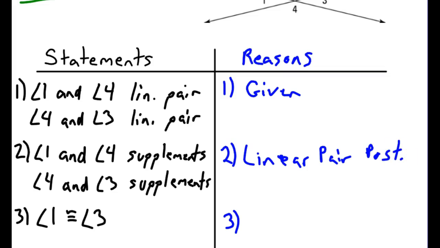I'm just going to condense that. The linear pair postulate: if we know they form a linear pair, then those two angles must be supplementary. Now we're going to go from step 2 to step 3. Step 3 is our last statement. We know angle 1 is congruent to angle 3, and that was the congruent supplements theorem.